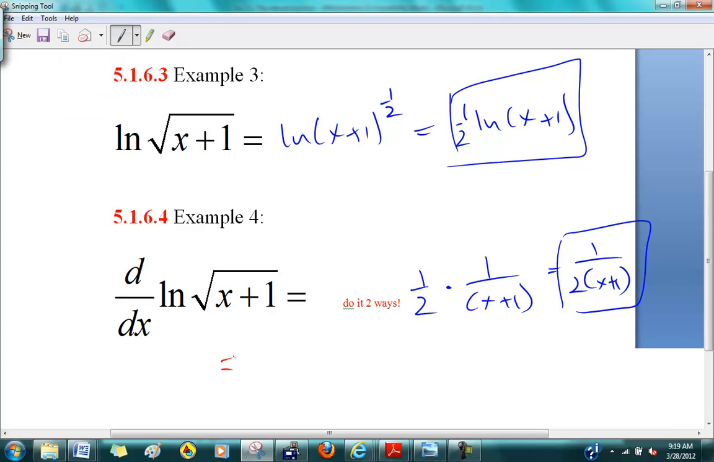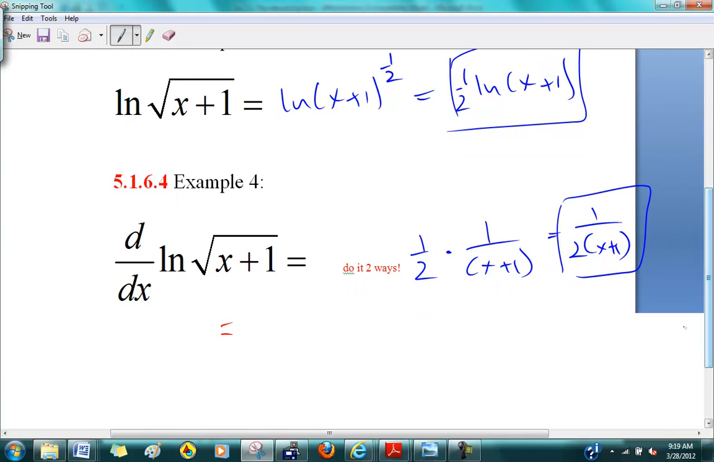So to differentiate this, you're going to use the chain rule. So first of all, this is going to become 1 over square root of x plus 1, right? Because the derivative of ln something is 1 over something times the derivative of the inside. So the inside is this guy here. What's the derivative of square root of x plus 1? 1/2, to the power negative 1/2.